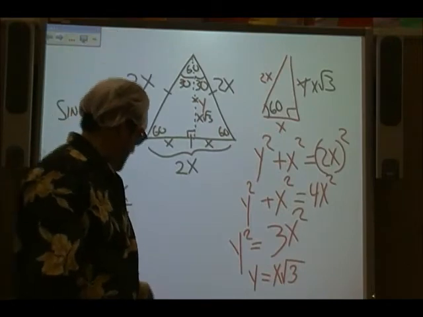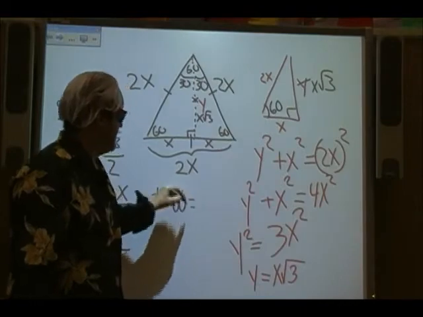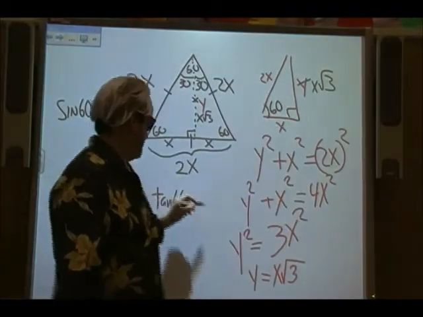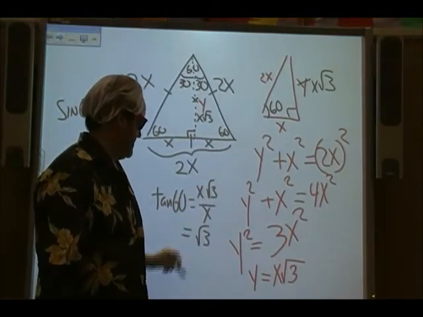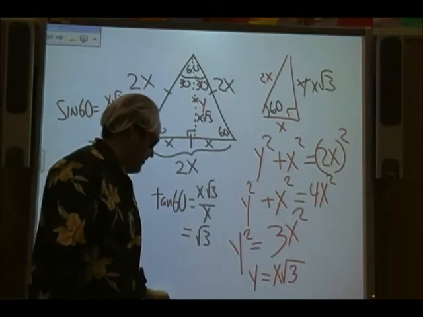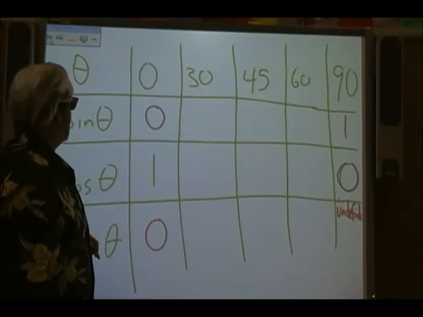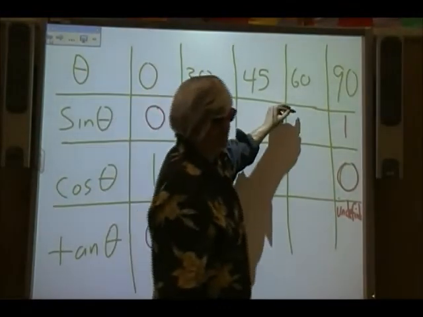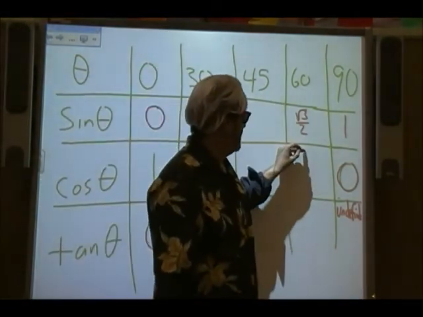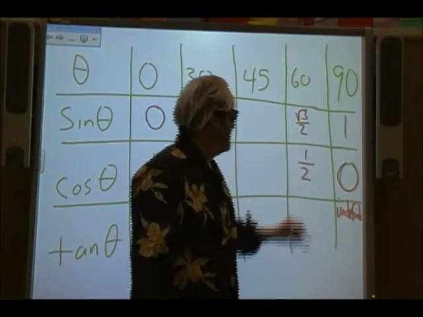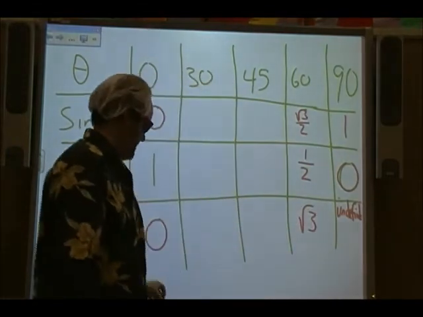Sorry for the interruption. So tangent now. Tangent 60 is opposite over adjacent, x radical 3 over x, which is just radical 3. So now we can go back and fill in the chart. Here we go. So sine of 60 is radical 3 over 2. Cosine of 60 is a half, and tangent is radical 3.